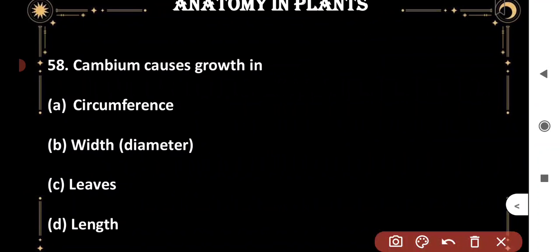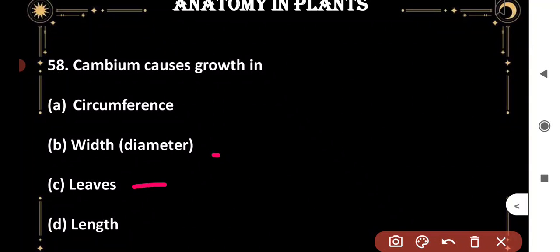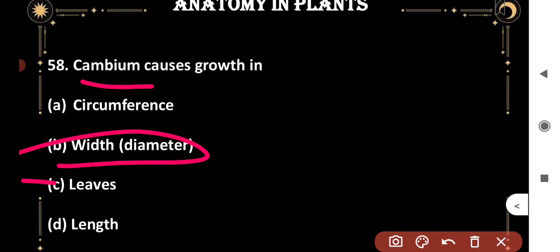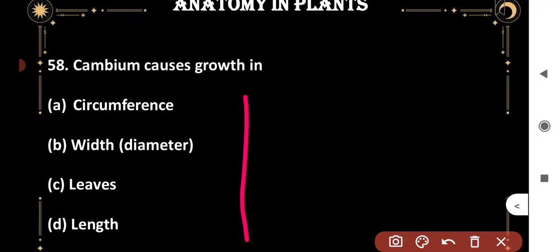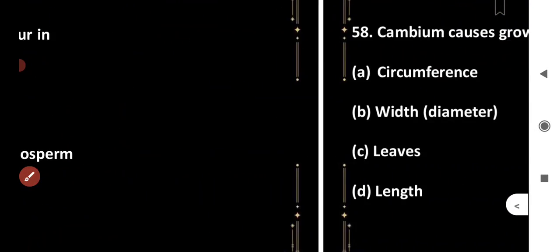Cambium causes growth in what? Cambium causes growth in circumference, width, leaves, length. See, cambium causes growth in the diameter, width. When the plant is young, its diameter is less and it is very tall. But when the plant matures, its width increases, its diameter increases. Okay, option B is correct.